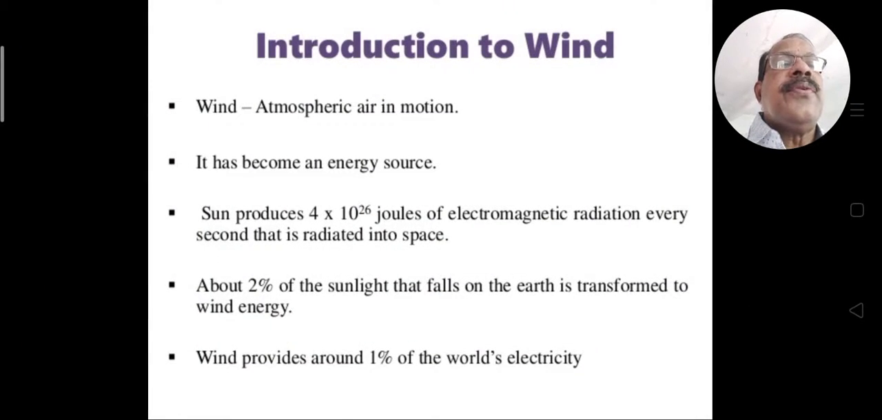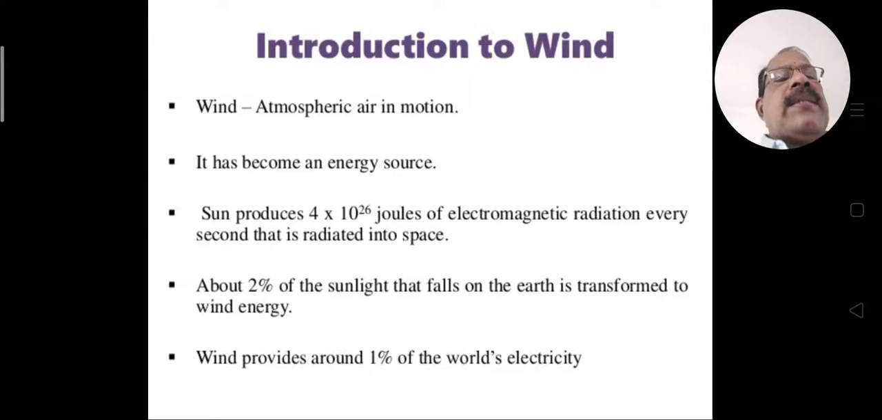Introduction of wind. Wind is atmospheric air in motion. Air is moving from one place to another place in the atmosphere. It has become an energy source. This wind energy is an energy source from air moving from one place to another place.